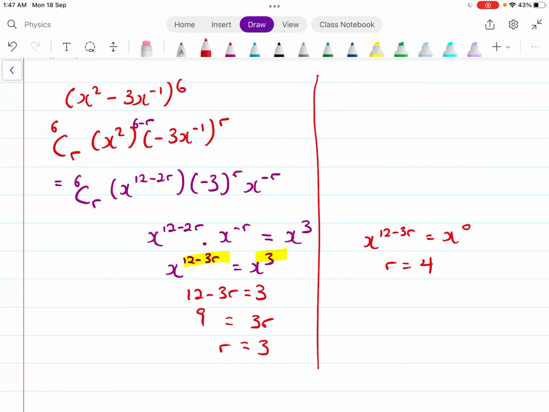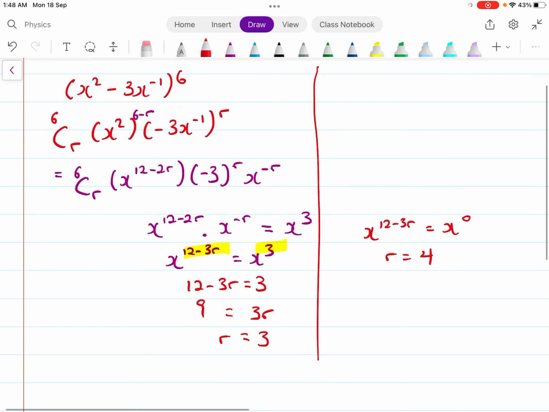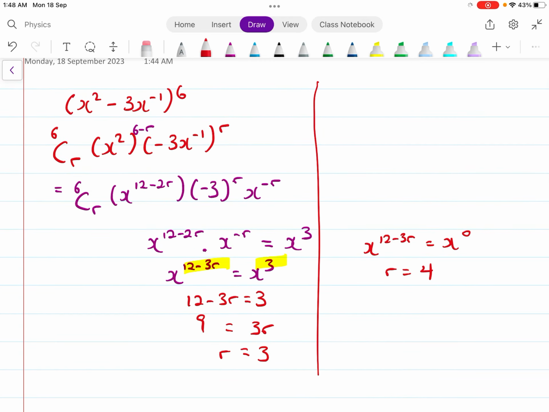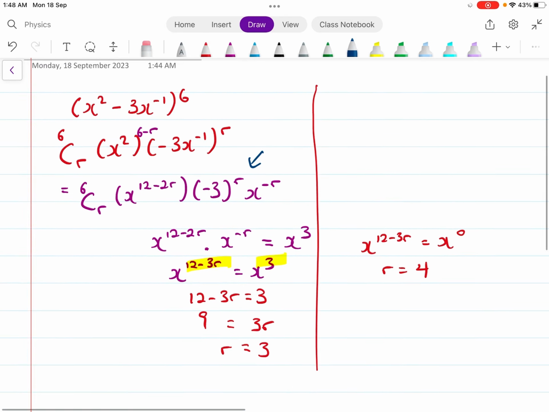Alright, so let's go through this question. In the binomial expansion, evaluate the coefficient of x cubed and evaluate the coefficient of the term independent of x. So let me just evaluate first. But of course, before you evaluate the coefficient, you need to find a general term. So this is the general term, and for the general term, you just put all the x together, then what you get is actually this one.